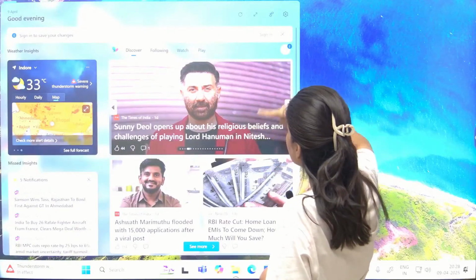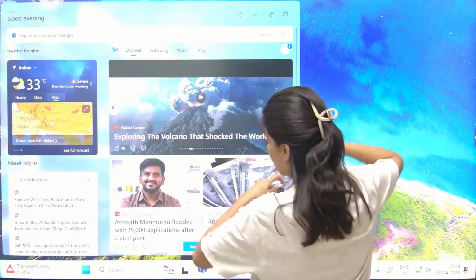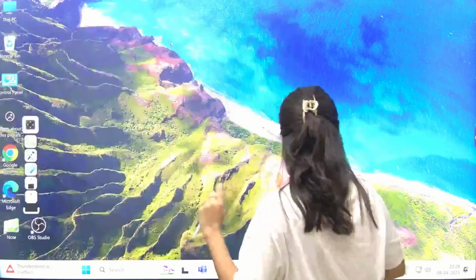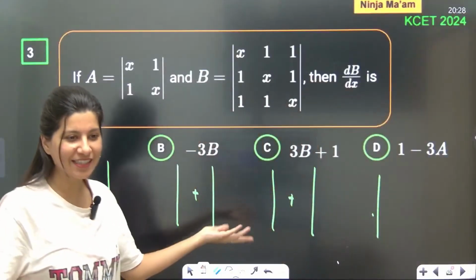Sunny Deol opens up about religious beliefs. Something is going on. I don't know why the universe is trying to tell us this. Okay, we'll read the news a little later.